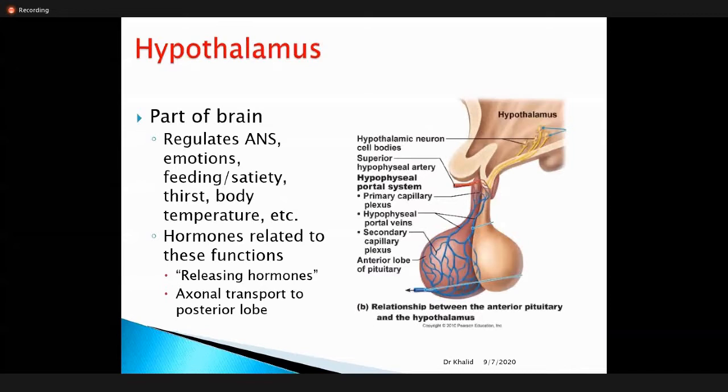Now the hypothalamus, as you know, regulates the autonomic nervous system, emotions, feeding, satiety, thirst, and body temperature. The hormones related to these functions are the releasing hormones, with external transport to the posterior lobe. The hypothalamus secretes the releasing factors, and these releasing factors are carried by the bloodstream or by external transport to the targeted gland, and then they act upon that gland, and that gland secretes the hormones.